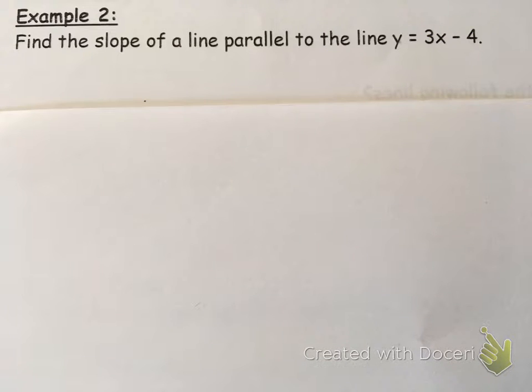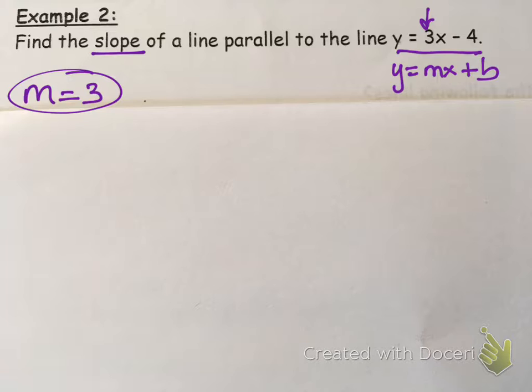Now let's look at example 2. Find the slope, only the slope, of a line parallel to this line, y equals 3x minus 4. Now notice that this is in the slope-intercept form. My slope here is 3. So find the slope of a line that's parallel to this line. Any line that's parallel to this line will also have a slope of 3. Parallel lines have the exact same slope. So if this line has a slope of 3, a line that's parallel to this line will also have a slope of 3.